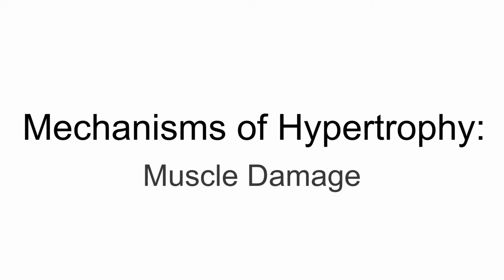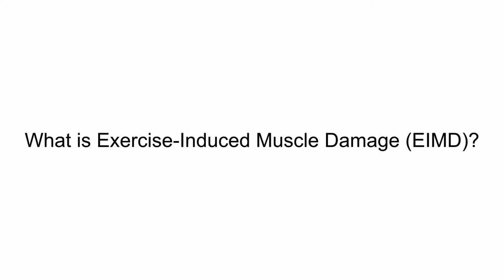The final mechanism of hypertrophy we're going to discuss is muscle damage. Exercise-induced muscle damage is referring to the damage that occurs to muscles caused by resistance training. This damage can be isolated to just a few macromolecules of tissue or expressed through large tears in the connective tissue and/or the actual muscle contractile elements.